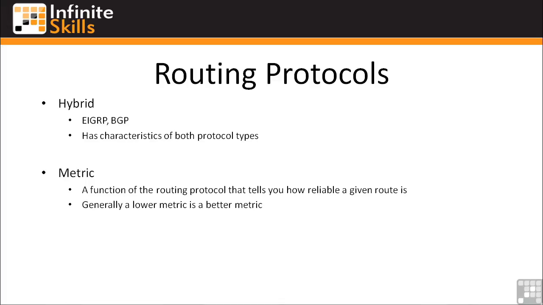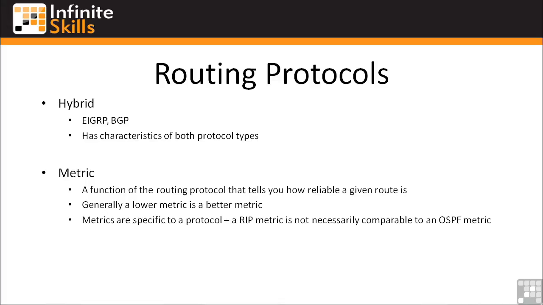Generally, in most routing protocols, a lower metric is a better metric. It's kind of like a golf score, I guess. And one thing to keep in mind is that metrics are specific to a routing protocol. A RIP metric is not necessarily the same as an OSPF metric. Again, RIP's metric is very simple. It's simply hop count. How far away is that network? Where OSPF takes into account link speed and delay.